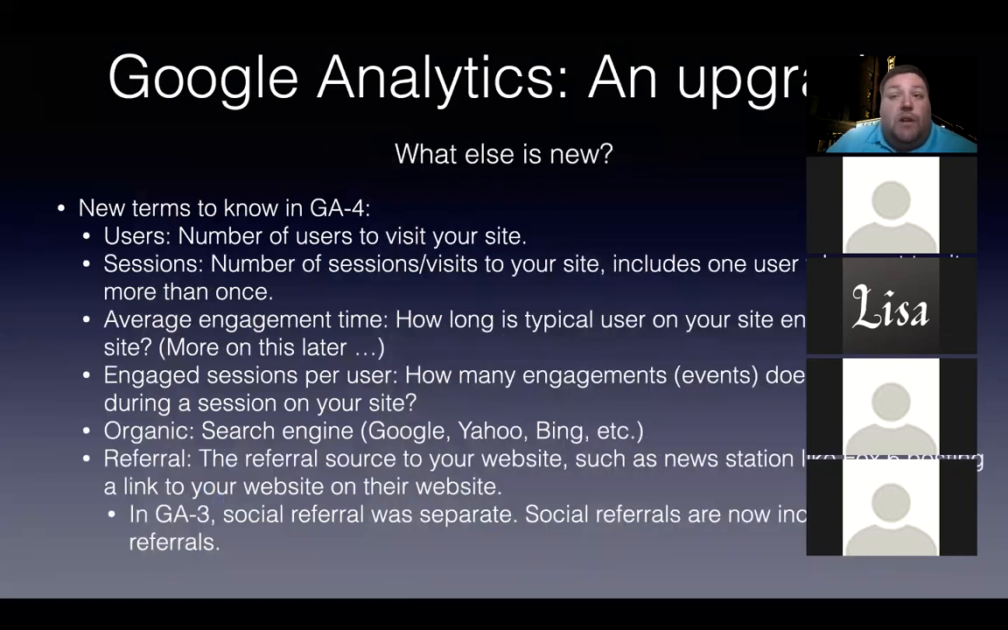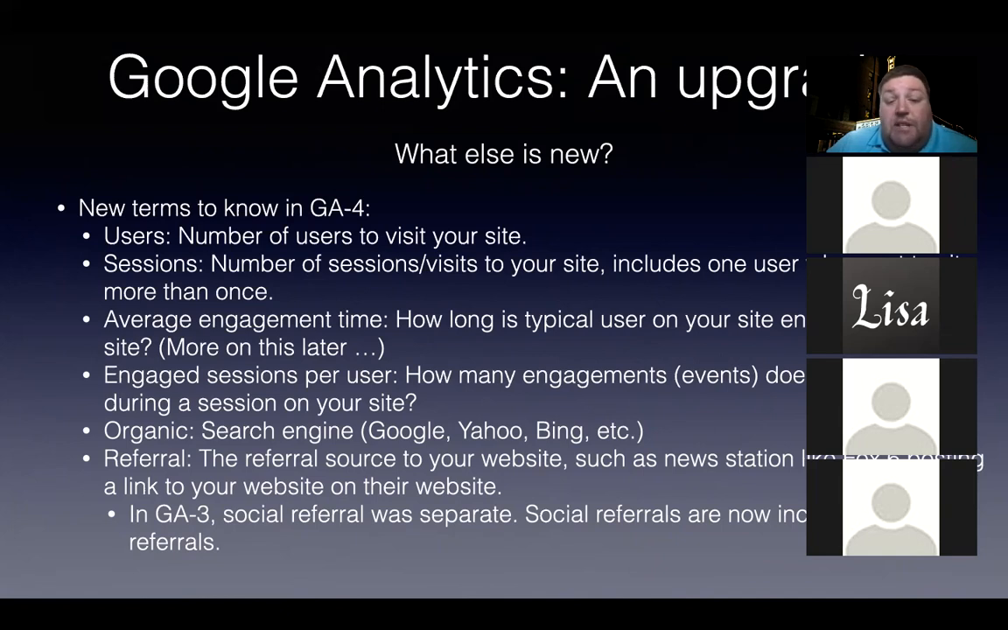So now what are the new terms that are being referred to in Google Analytics 4? Some of these are new, but some are the same. Users, again, is the number of users to visit your website. Sessions is the number of session visits to your site. Keep in mind that one user can do multiple sessions. That's why I think users is the better data point, because that shows exactly the amount of people. Sessions helps you see how many times a page was seen, but it doesn't tell you how many people.